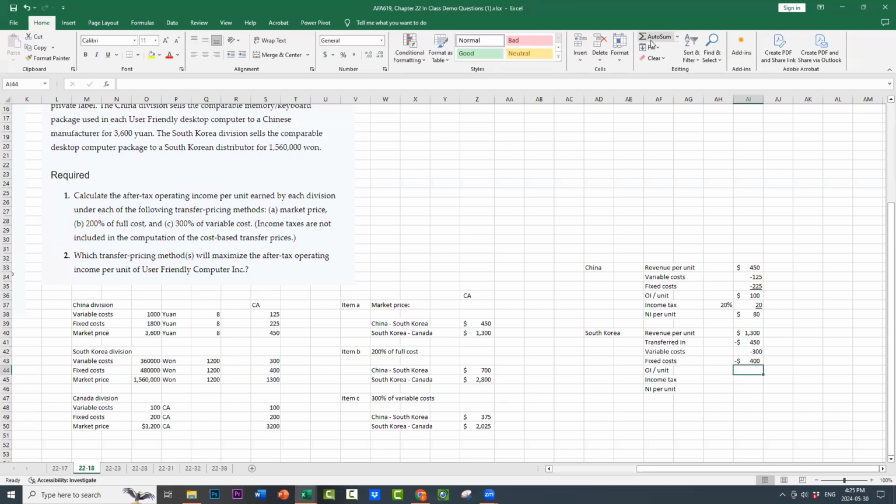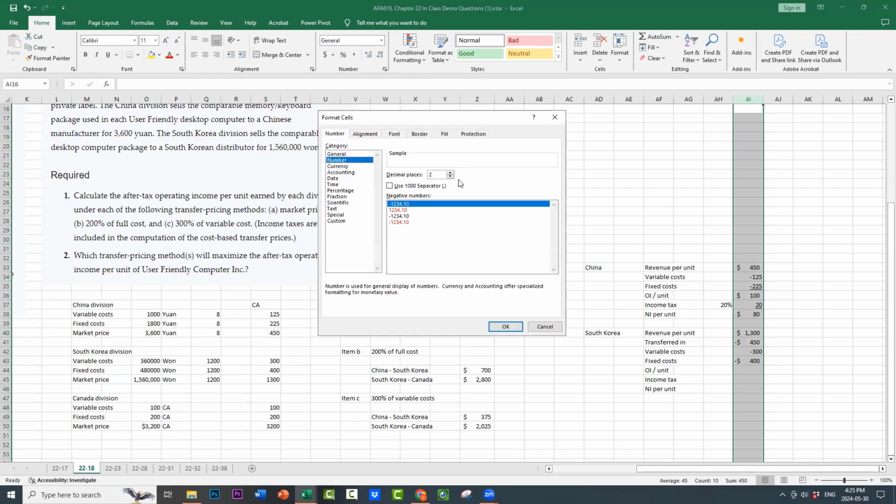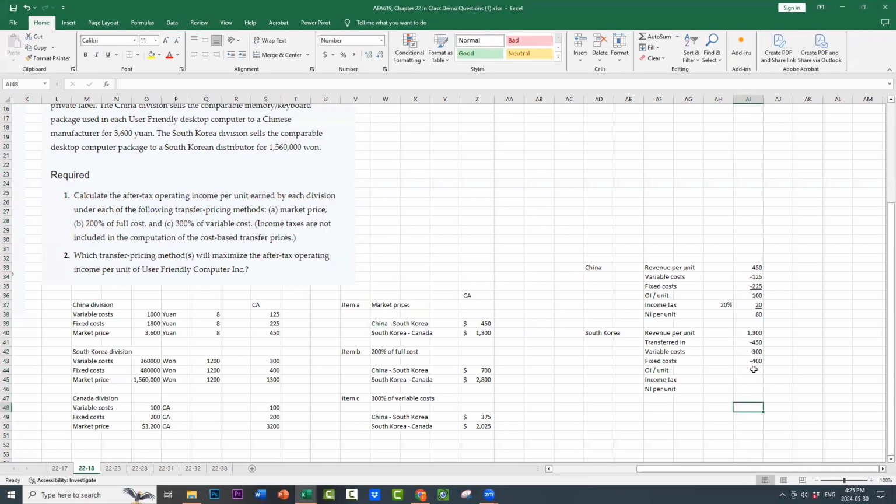And so, oh, yeah, those are negative. Let's just make it so that it's a lot easier. We don't need this. There we go. That's a lot easier. All right. So now we've got this. It's going to be $150. Tax rate is 20%. Minus, there we go. So we've got the net income from them is $120.